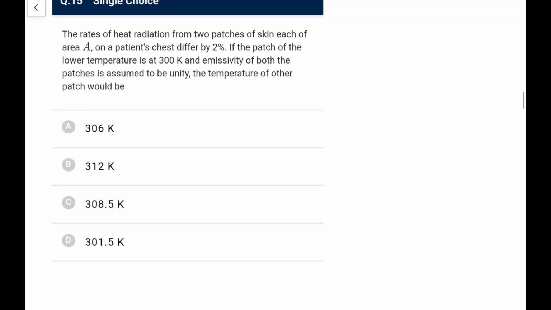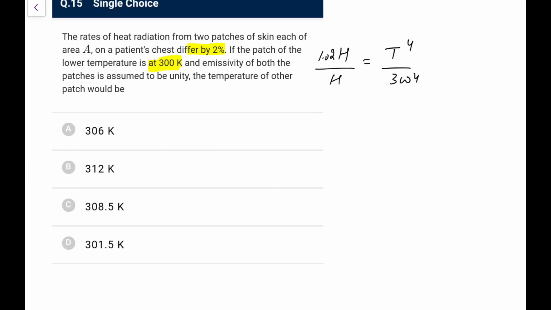The rates of heat radiation from two patches of skin each of area A on a patient's chest differ by 2%. If the patch at the lower temperature is 300 K, and the emissivity of both is the same, unity, the temperature of the other would be. So what we can say, they differ by 2%, and as per the option that would be higher. So that would be 1.02 times H, this is H. The ratio would be T to the power 4 upon 300 to the power 4.